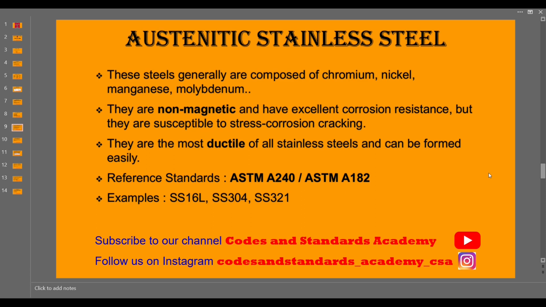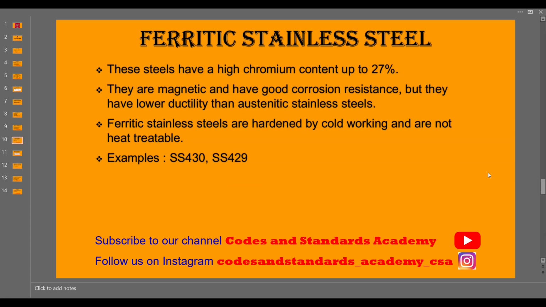And these are the reference standards, ASTM A240 and ASTM A182, and all the reference standards discussed in this video are given in the description. You can visit those links and download all the reference standards, and after completing this video you can refer to all the standards. And these are some of the example grades for austenitic stainless steel: SS316L, SS304 and SS321.